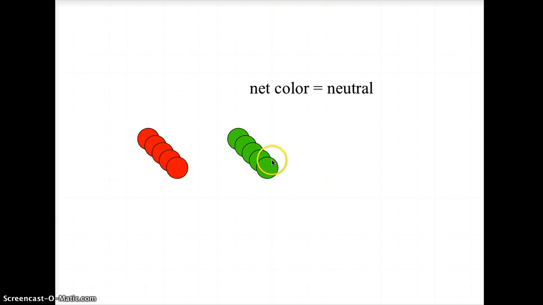So now we're back at 5 red and 5 green. Okay, so 5 red over here, 5 green over here. Net color, neutral, there is no net color. They all cancel each other out. If we add red ones, so now we have 1, 2, 3, 4, 5, 6, 7 red, and 1, 2, 3, 4, 5 green. Now we have 2 more red than we have green, so we would say that our net color is 2 red.